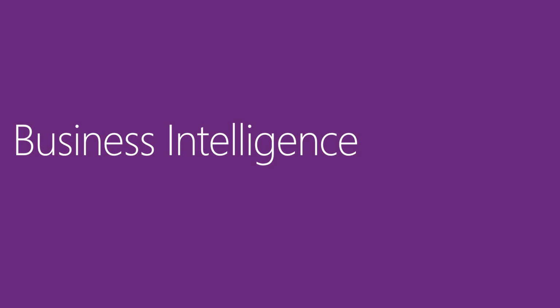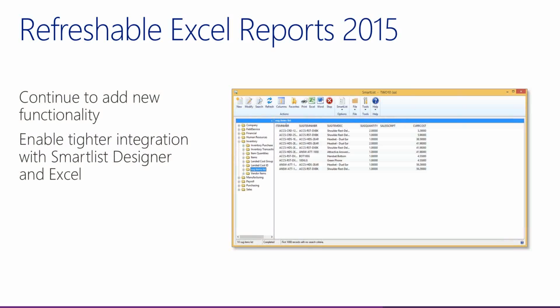For business intelligence, what they've added out of the box is the ability to build refreshable Excel reports from our SmartList. What this means is that we can actually have the Excel report sitting off to the side of GP. We don't need to log into GP, and we can just open the report, refresh the data, and it's going to pull from the Dynamics GP database. We don't need to be inside of GP for this to work. So this is something that they've added, and it's out of the box now.